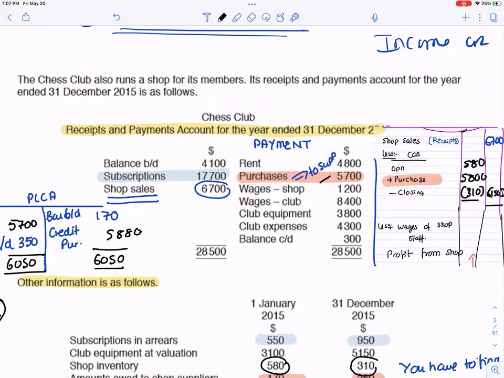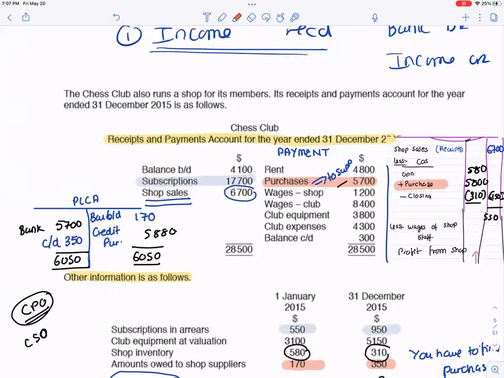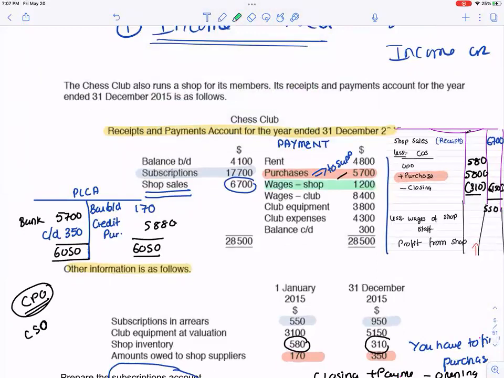Shop sales, then minus cost of shop goods will give you how much? 550. This answer is nothing. What will you minus from this? Wages of the shop. Check if there are no arrears for wages. No arrears. So you minus 1200. Are you getting profit or loss from the shop? Loss of 650.